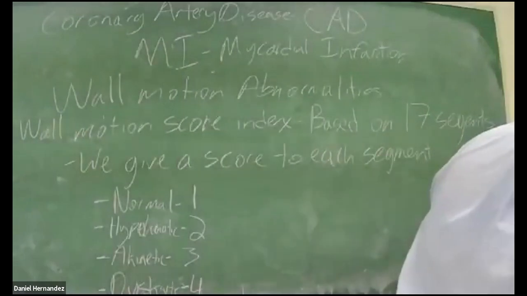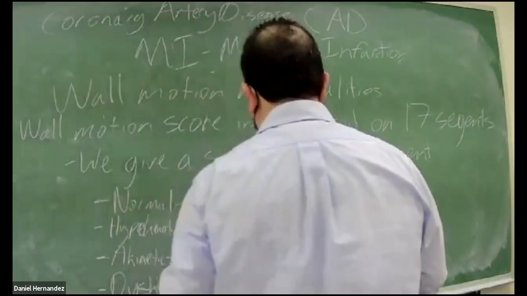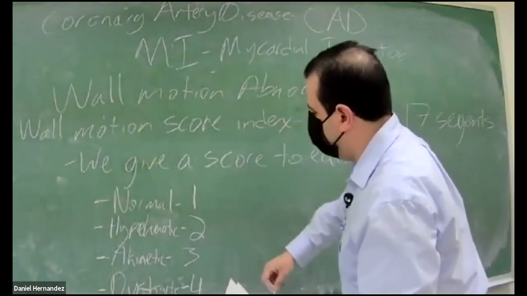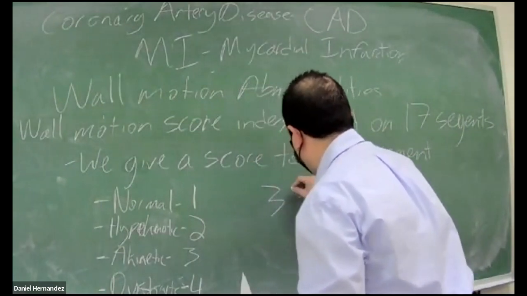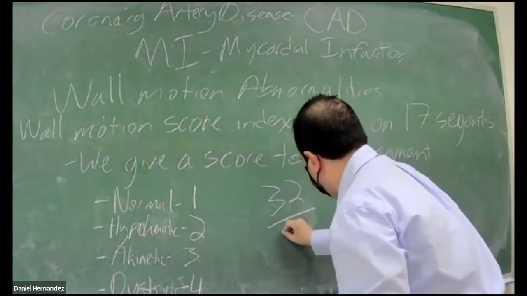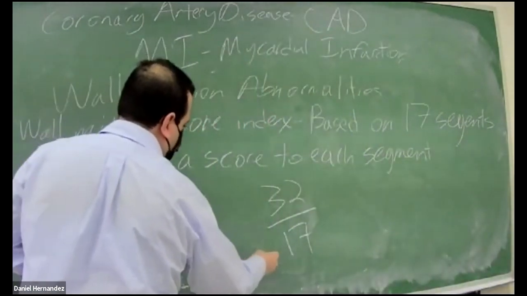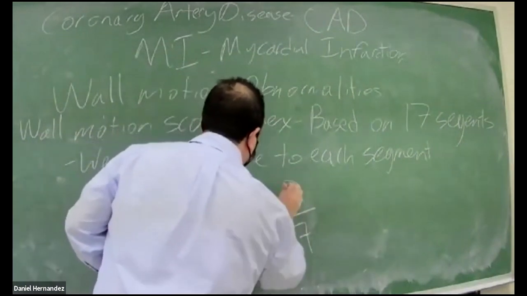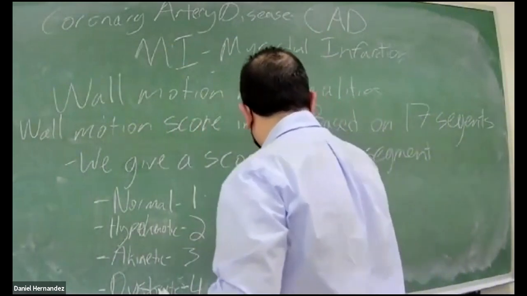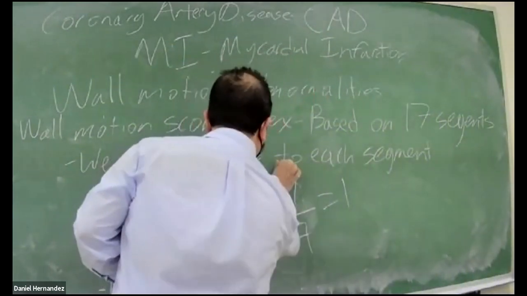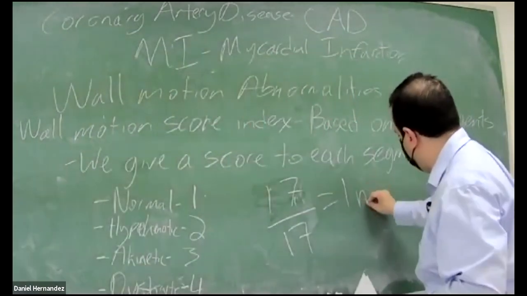But the way it is, you assign a number to each segment. So say I tally up my score and I get something like 32 over 17. If all segments get a 1, all segments are normal, my total is going to be 17. So a normal heart would be 17 over 17, which equals 1. So 17 over 17, 1, equals normal.